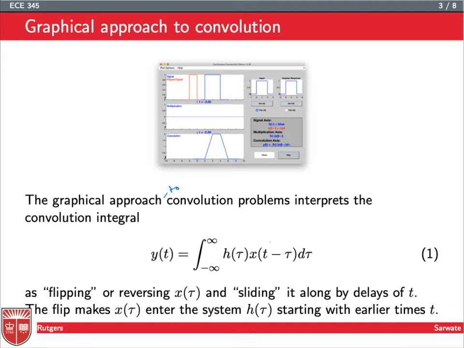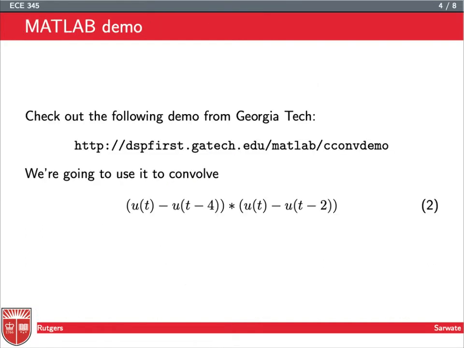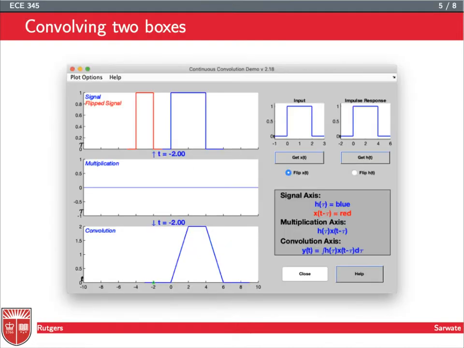And here's a screenshot from this demo that I mentioned in the previous video. You can download it yourself from the Georgia Tech website, and we're going to use it to convolve these two signals. This is a box from 0 to 4, and this is a box from 0 to 2. So we want to convolve these two boxes and ask, what do I get? And remember, in discrete time, when we convolve two box-like signals, we get kind of a triangle or a trapezoid, actually, and here we're going to also get a trapezoid. So let's step through this.